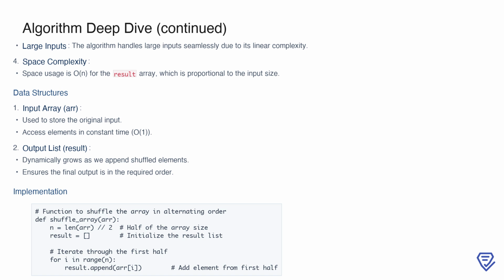In terms of space complexity, the only additional space we use is for the result list, which grows dynamically as we append elements in the shuffled order. This results in a space complexity of O(n), proportional to the size of the input.